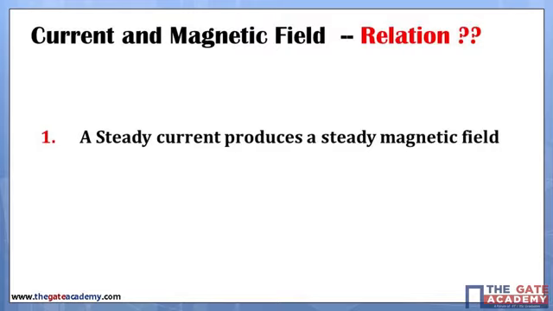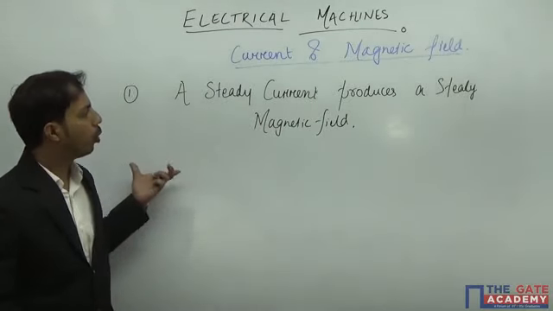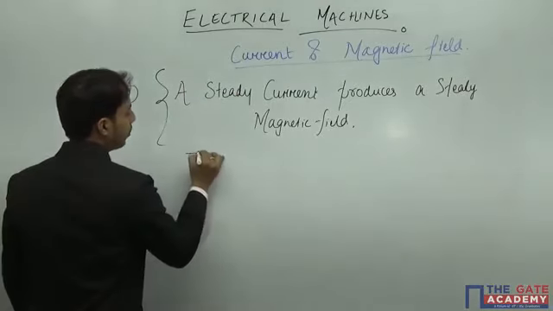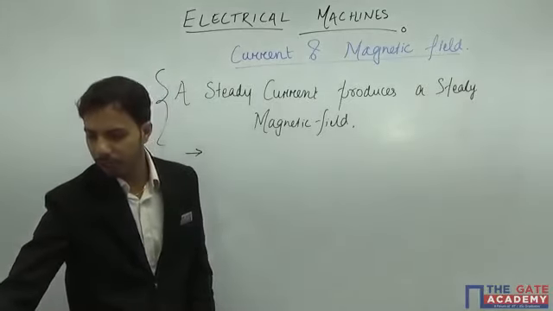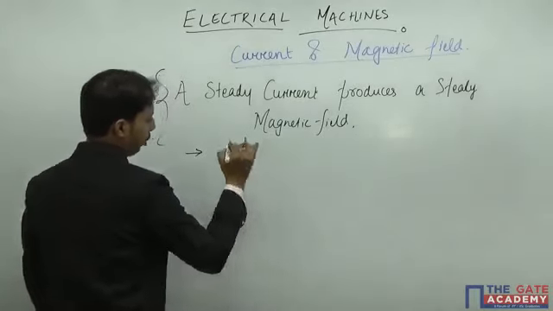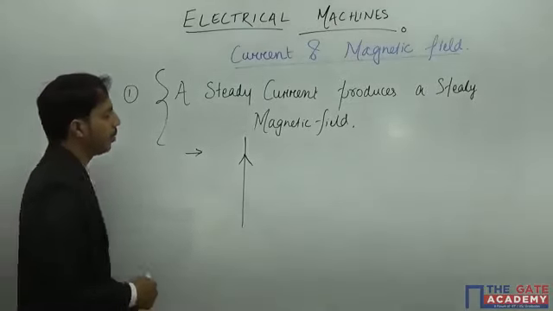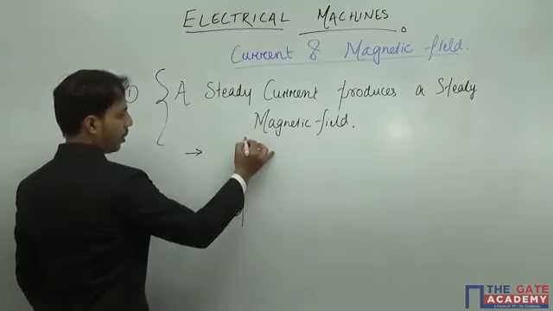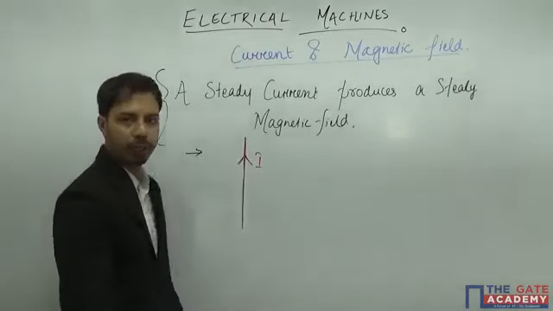Now let us understand that this is a breakthrough. So let us visualize also. For this particular statement, what does steady current mean? It means I have a conductor and the current flowing through it is steady or constant. So this is my conductor, and it has current I flowing through it.